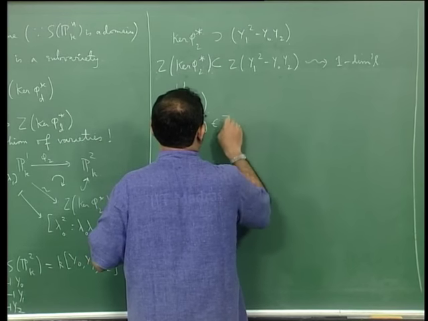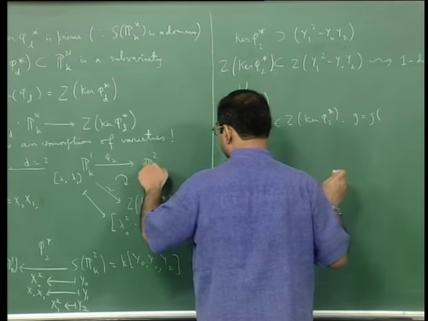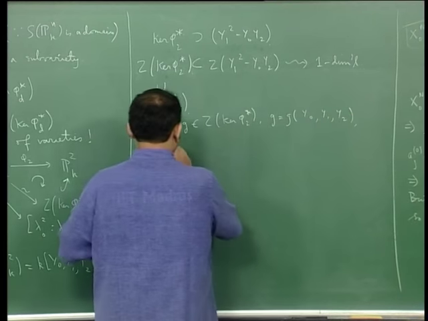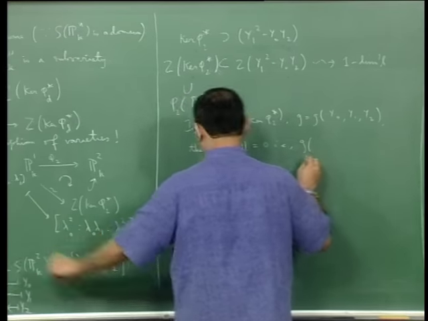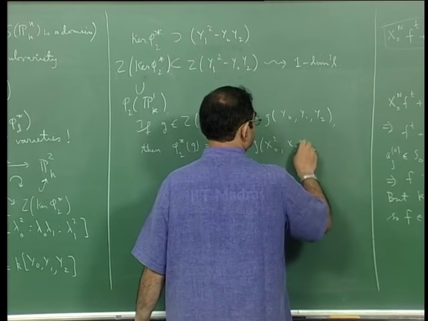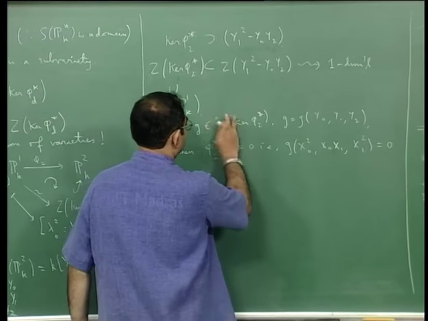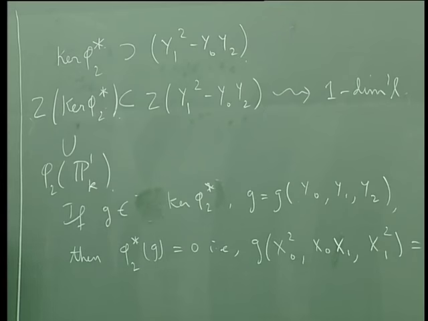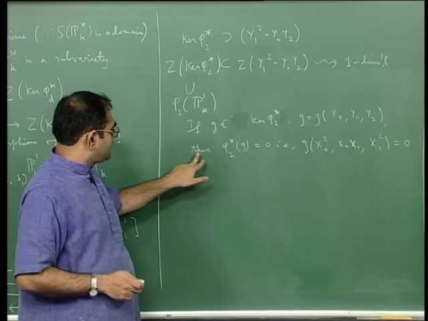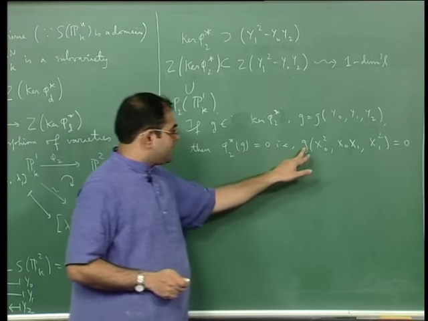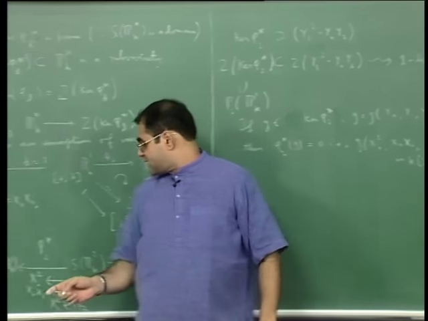If G is in the kernel of phi 2 star, not the zero set, so G is a polynomial in three variables y0, y1, y2, then phi 2 upper star of G is 0. That is, G of x0 squared, x0 x1, x1 squared is 0. This is what it means. Mind you, this is a polynomial, and this is happening in k of x0, x1. That is how this map is defined.